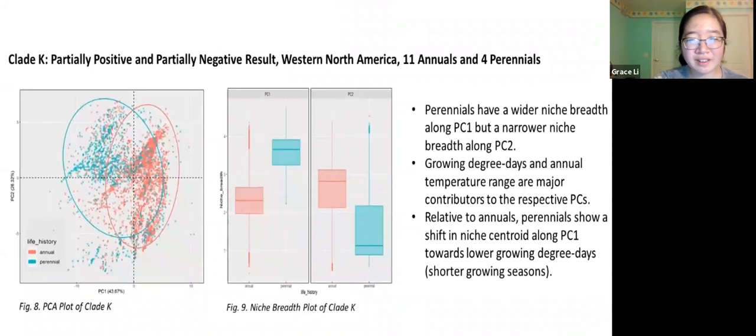In clade K, there is no consistent pattern in niche breadth between PC1 and PC2. Perennials have a wider niche breadth along PC1, but a narrower niche breadth along PC2. In addition, perennials show lower growing degree days than annuals.